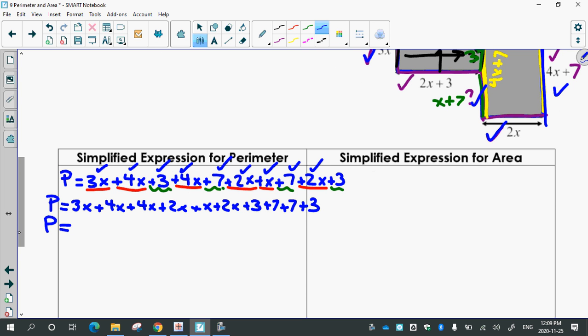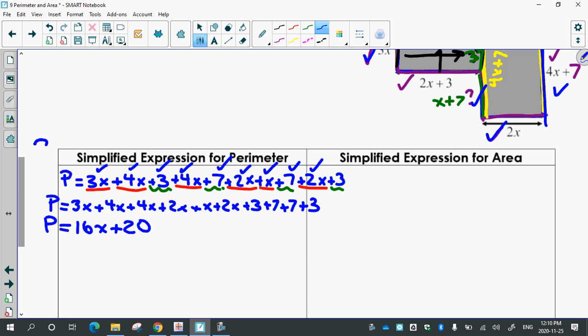Or 16x. I got 3 and 4 is 7, and 4 is 11, 13, 14, 15, 16. 16 x's. Yes? And then how many ones do we have? 20. 16x plus 20.